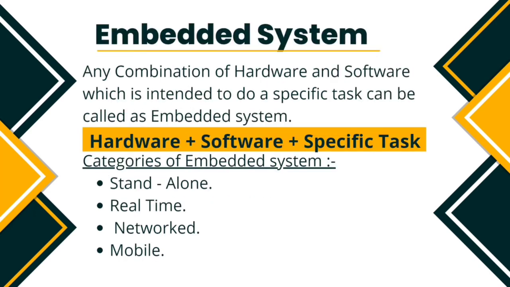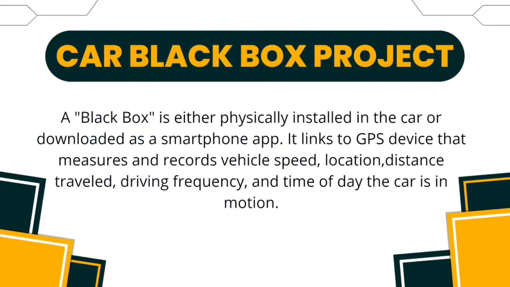Now, what is embedded system? Any combination of hardware and software which is intended to do a specific task can be called an embedded system. The categories of embedded systems are standalone embedded system, real-time embedded system, network embedded system, and mobile embedded system.